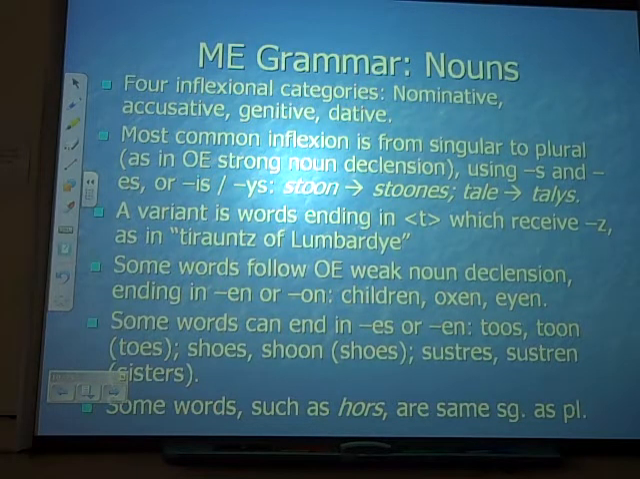Some words, such as horse, are the same singular as plural, but you can tell when they're being used in a particular form, usually by the verb which accompanies them, because that will be inflected from singular to plural. So if there's horse was or horse were.